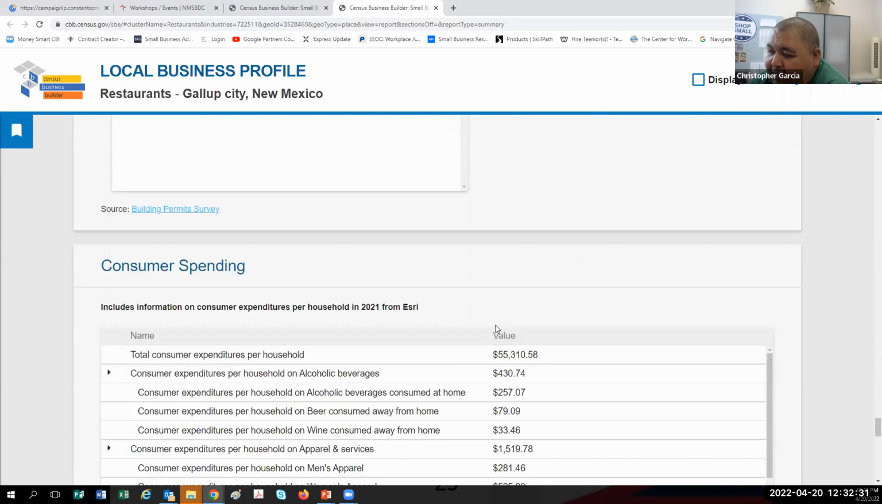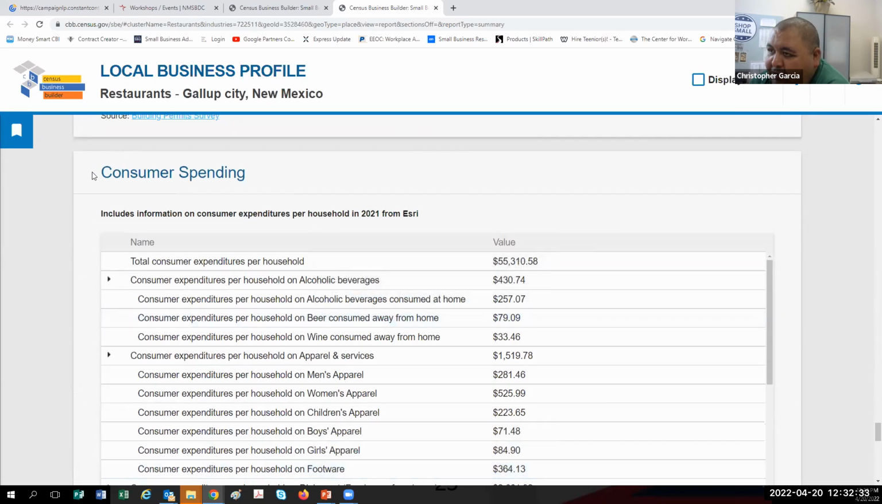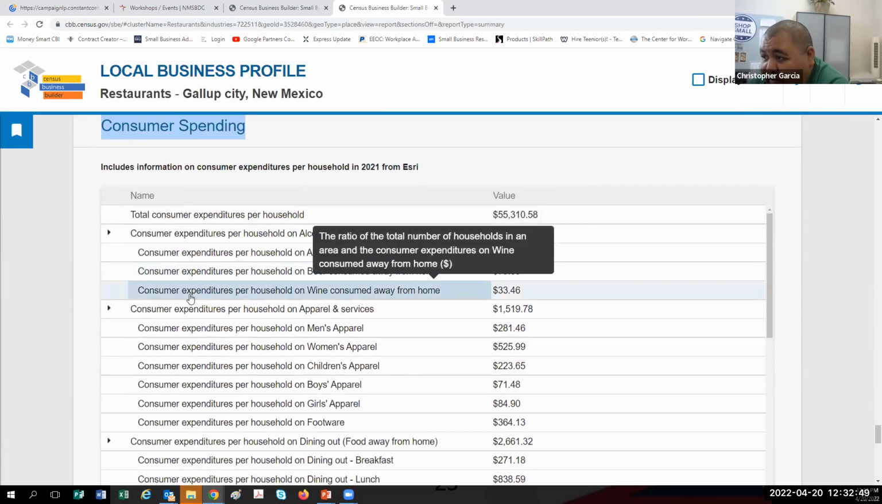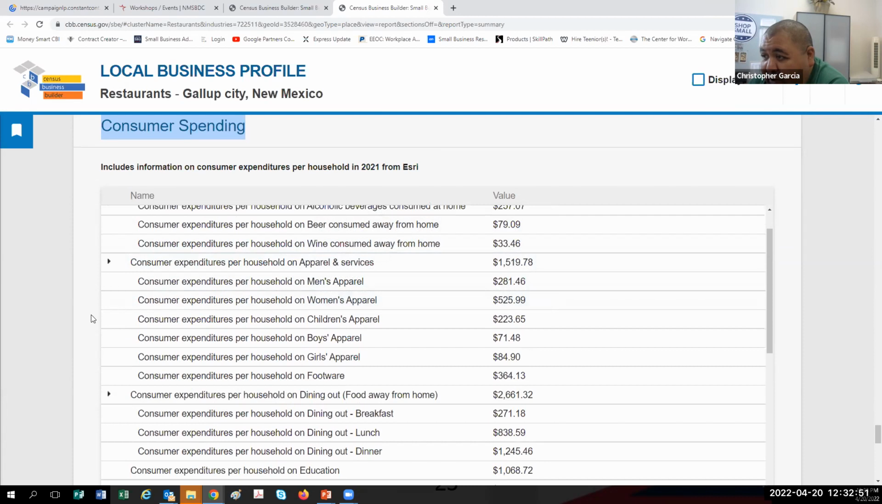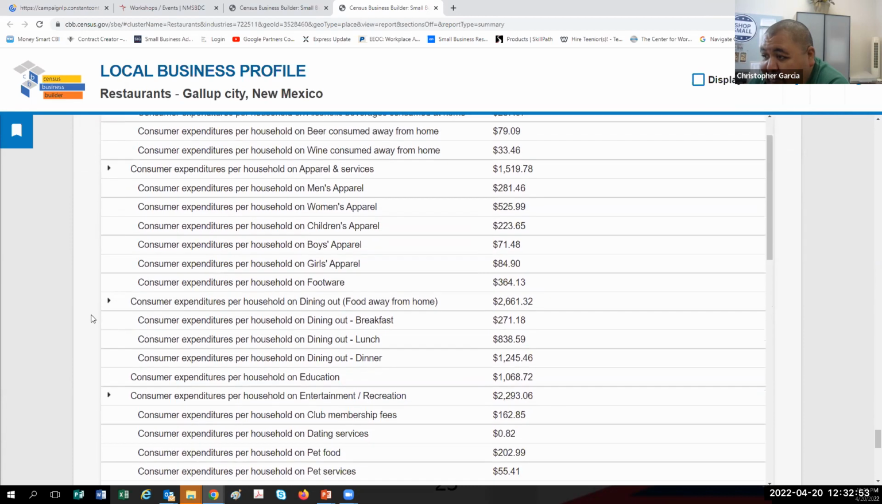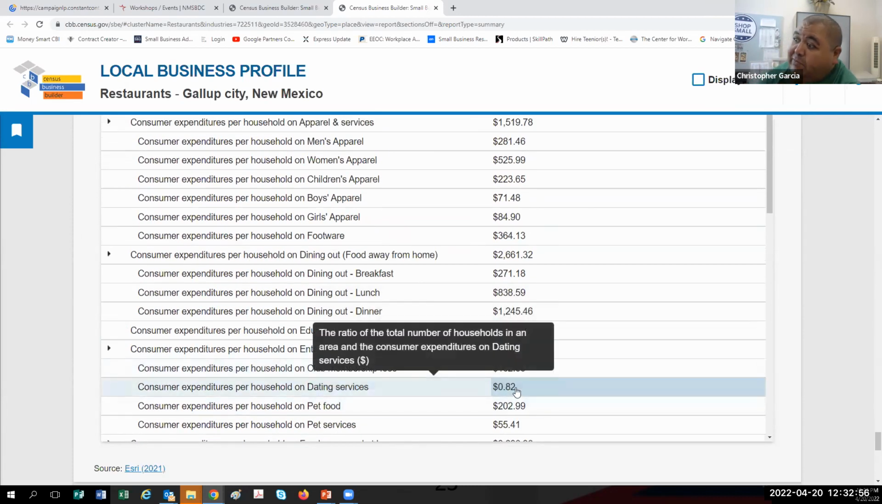And then if you keep going, this consumer spending portion is my favorite part of the report. This tells us the average expenditure per household per year. So keep that in mind. And it's divvied up into different categories. The one that always makes me laugh is the dating services. Oh, you guys spend more in Gallup for dating services per household per year than we do in Los Lunas. That's funny to me.